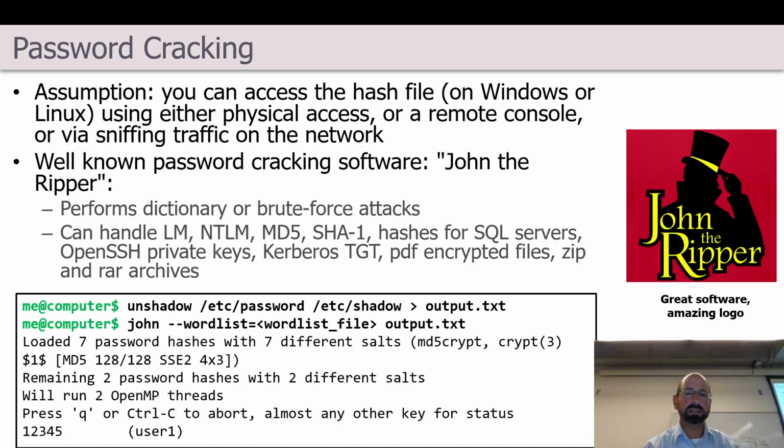Starting off, and we did effectively this in lab, we want to unshadow the file, meaning concatenate user information with the stored salt and hash values so that it's just one big file. And then the command is just called john. In this case, we're going to be passing it a word list, which I don't specify here.